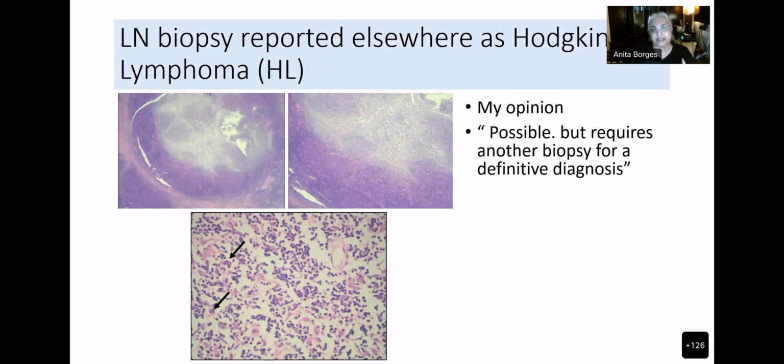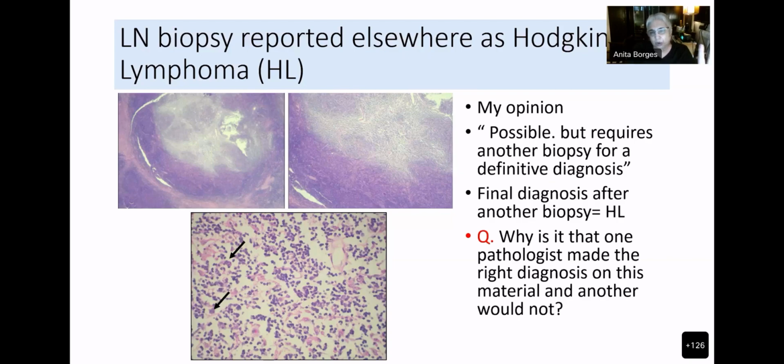Okay, but somebody had made a diagnosis of Hodgkin's lymphoma. Was he or she wrong? The question you have to ask, after another biopsy was done: yes, it turned out to be a Hodgkin's lymphoma. In this case, it's probably nodular lymphocyte predominance Hodgkin's. So the question you have to ask is, why is it that one pathologist made the right diagnosis on this material, and I could not make this diagnosis with any confidence on this material? Okay, you can see that there are some large cells over there, and obviously this is the part of the tissue which is right in the center.